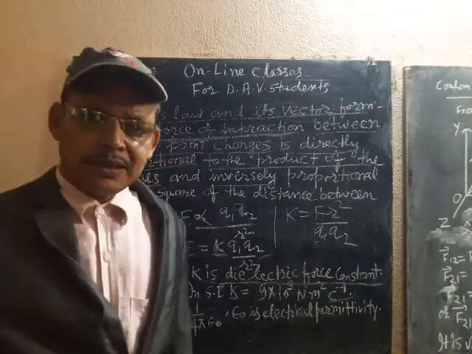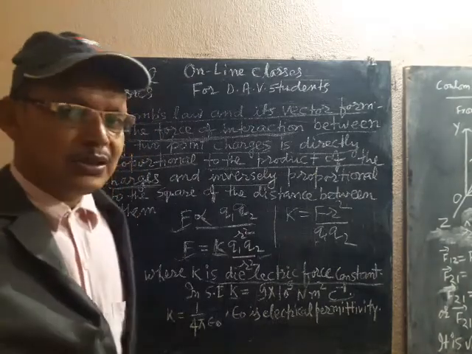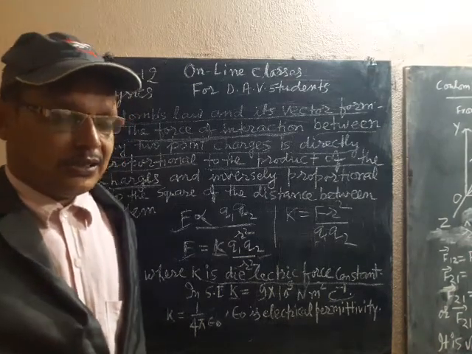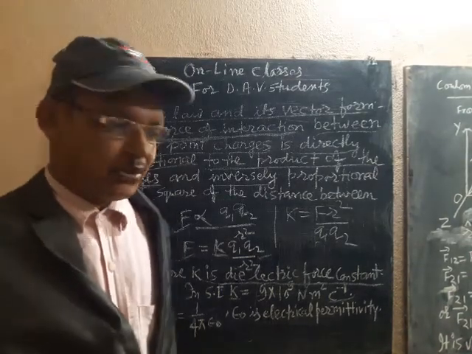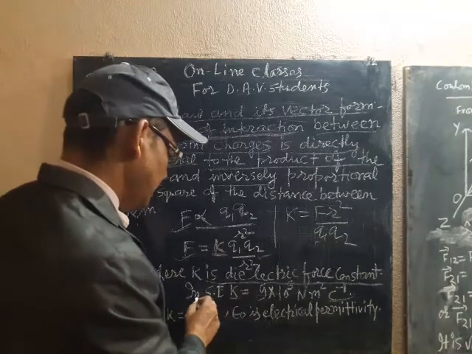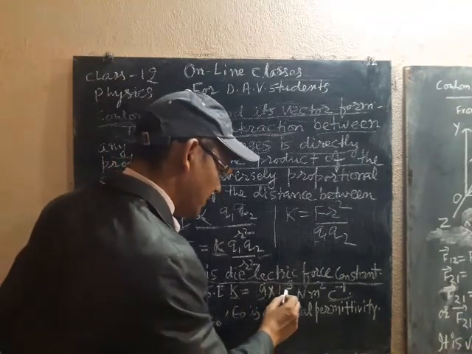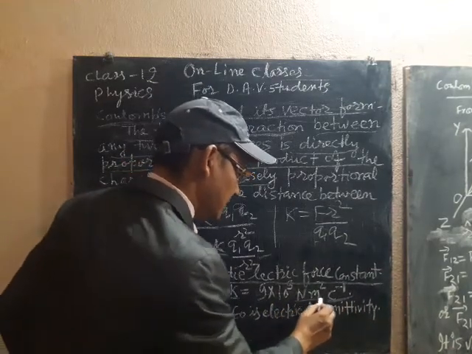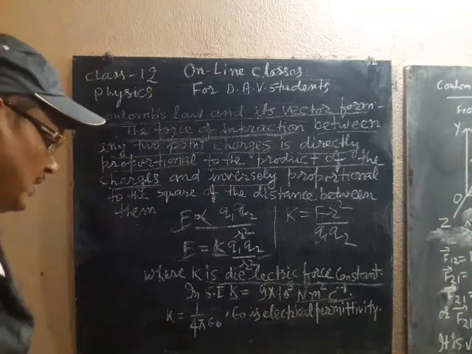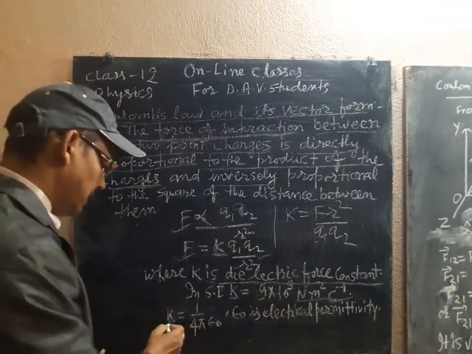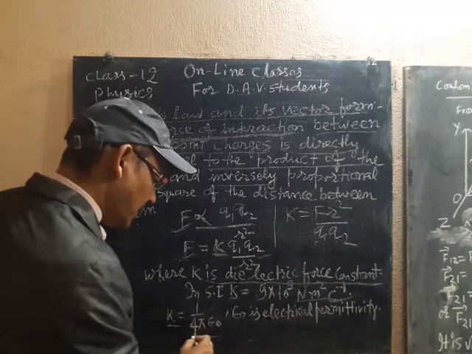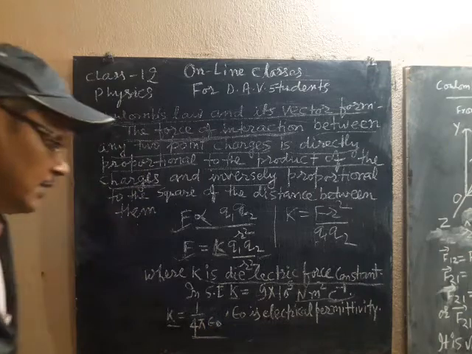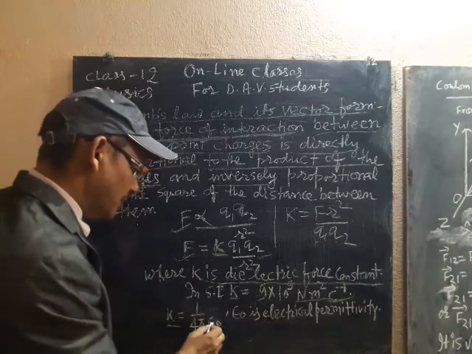Here, charges are not a basic quantity. The basic quantity is current, so you should convert charge in terms of current. Then in SI, K is equal to 9 into 10 to the power 9 Newton meter square per Coulomb square. Next, note that K is also equal to 1 by 4 pi epsilon 0.